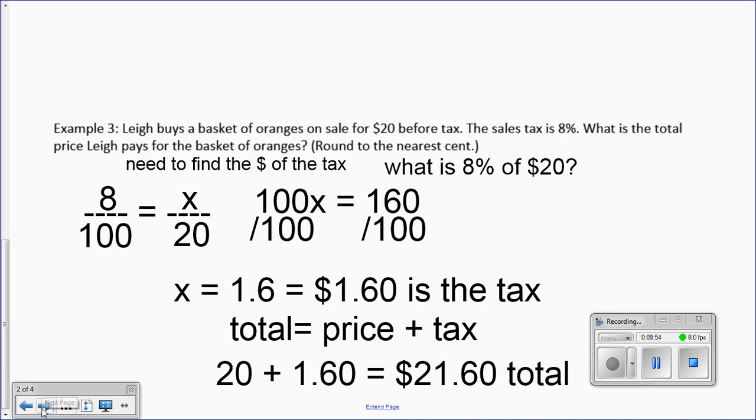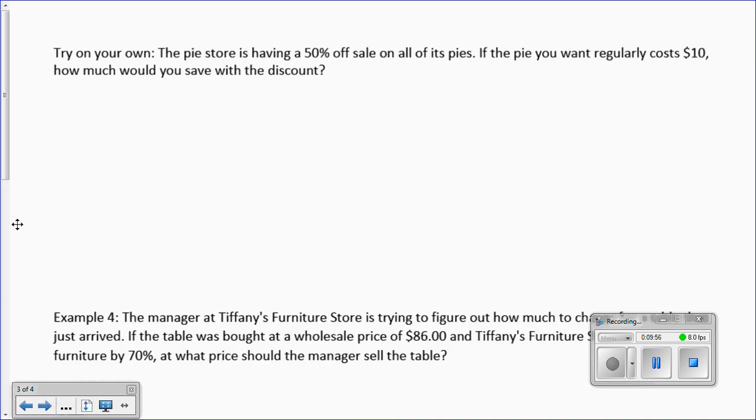Again, I apologize if I'm going really fast. I'm trying to make it around 10 to 12 minutes. So you guys are going to try this one. This is 50% off, so it's a sale, it's a discount. Okay?